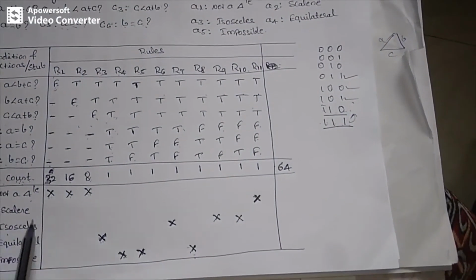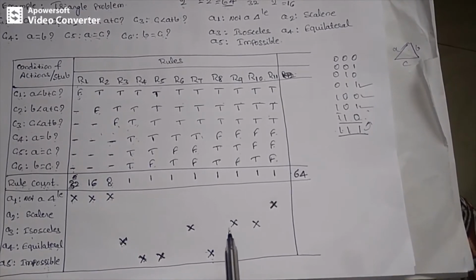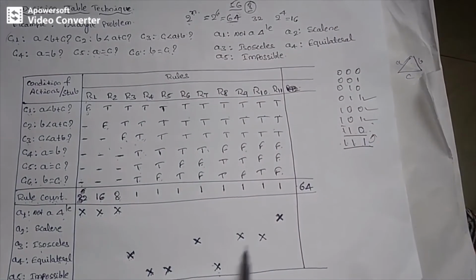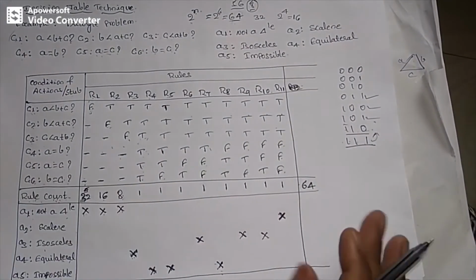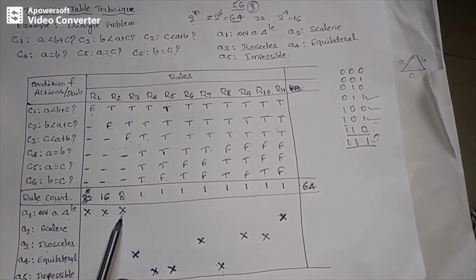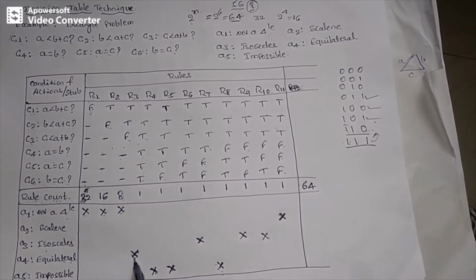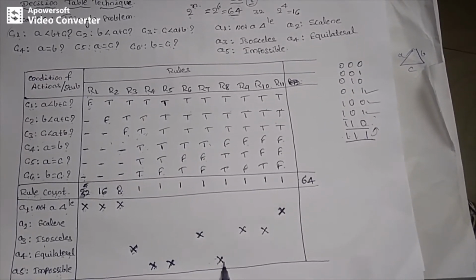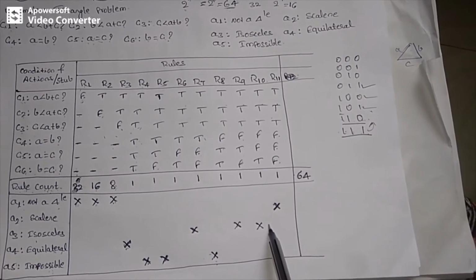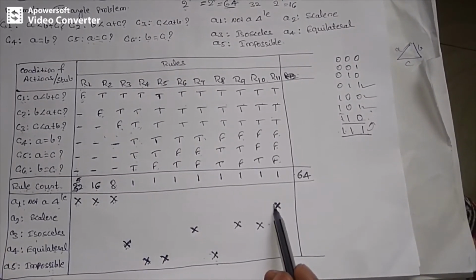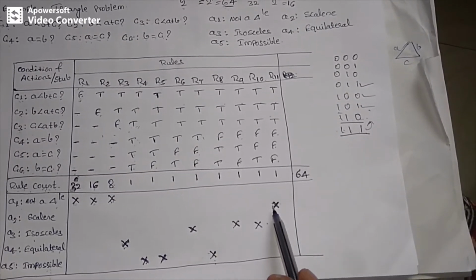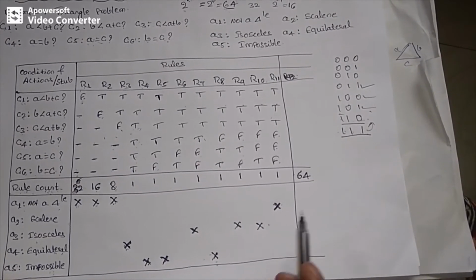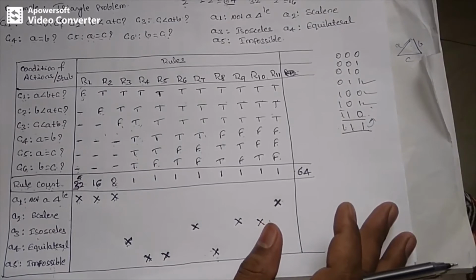Then how many cross marks are there? That many test cases will exist in the triangle problem under the decision table technique, and for that many test cases we have to write. 3 times I will get the output result as not a triangle. 1 time I will get an equilateral triangle. 3 times I will get impossible, 3 times isosceles, and 1 time scalene. This is how we are doing it.